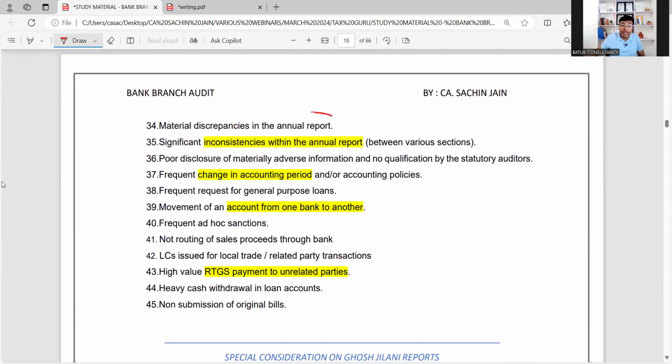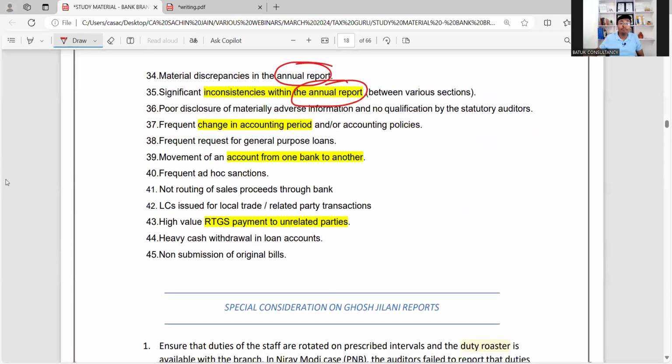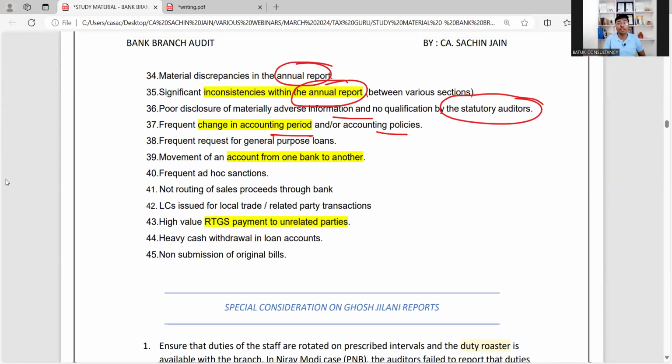Material discrepancies in the annual report, significant inconsistencies with the annual report, poor disclosure of material adverse information, no qualification by the statutory auditors, frequent change in the accounting period or accounting policies. When you check the financial statement, if you find certain notes on account of changes in the accounting policies, this is also a situation where, to manage his financial position, that person is going to change the accounting policies accordingly.